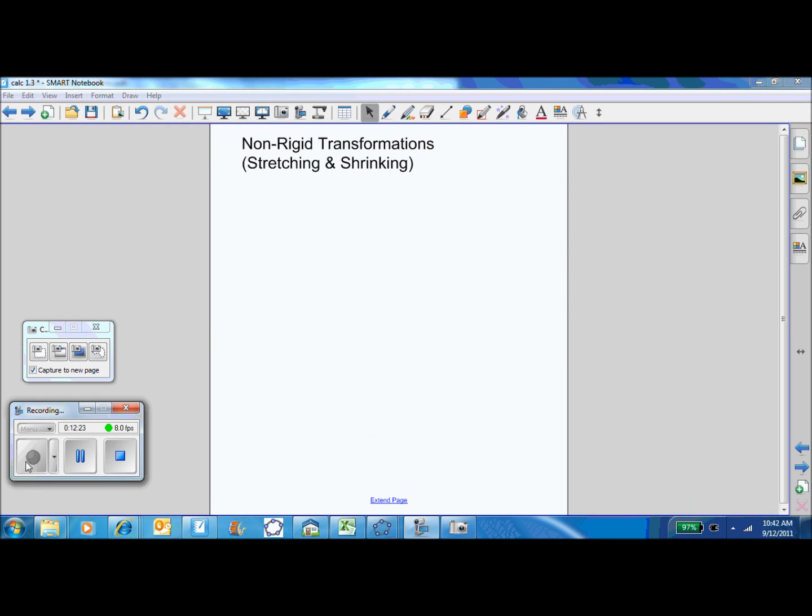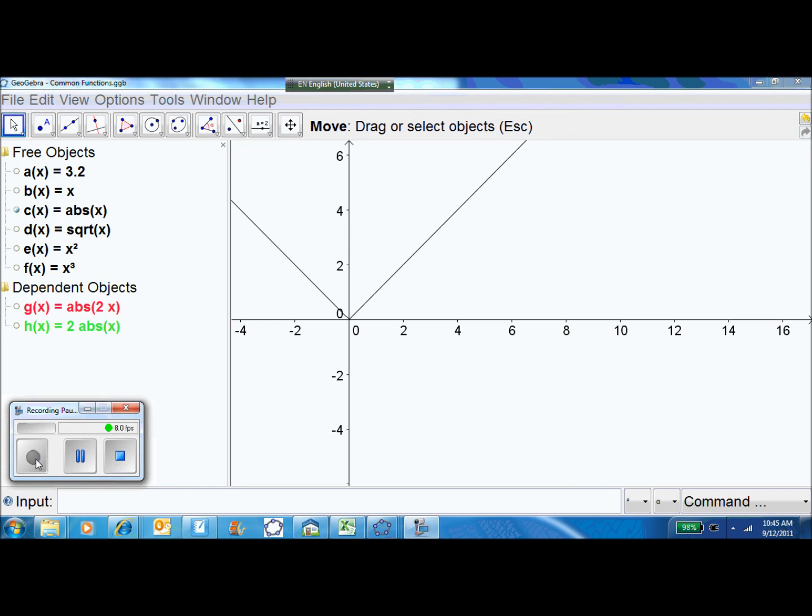Now let's look at some non-rigid transformations. They're called non-rigid because they actually change the shape. All the things we've seen so far, the translating, sliding and flipping over axes, maintain the same shape, but these actually distort it. And here's an illustration. Here we're starting with the absolute value of x function, and we want to see what happens if instead of adding or subtracting, we start multiplying. So in absolute value of 2x, we multiply the x by 2 inside the function. So this is going to affect the x's somehow.